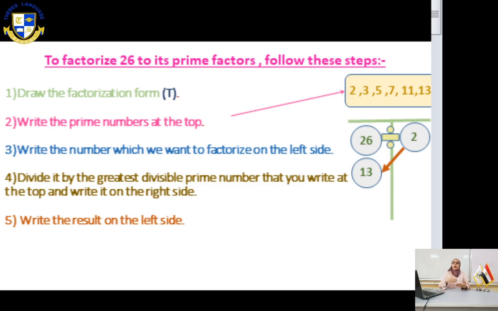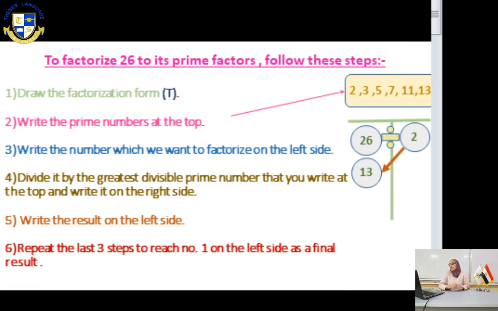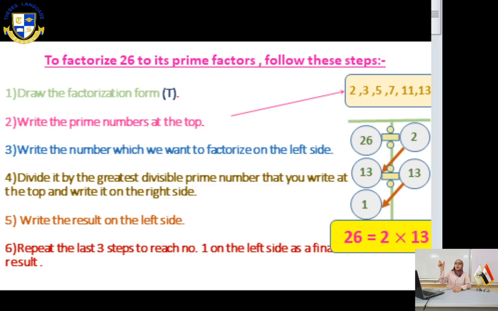13 is a prime number and we have it in the prime numbers at the top. So we will divide it by itself because in the factorization we must reach the number 1. So 13 divided by 13 equals 1, and we write 1 on the left. When we reach 1 on the left, that means we have finished. So what are the prime numbers whose product is 26? We write the numbers on the right of T. So 26 equals 2 times 13.